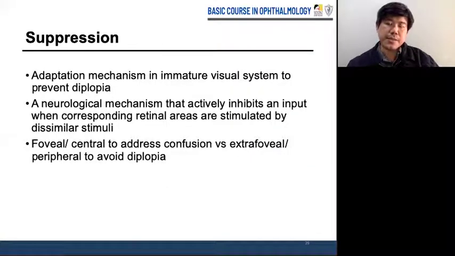So another sensory adaptation mechanism is suppression. It's a neurophysiological active inhibitory mechanism in which when corresponding retinal areas are stimulated by dissimilar stimuli, or when non-corresponding retinal areas are stimulated by similar stimuli, one or the other is temporarily inhibited or suppressed to prevent confusion or diplopia, respectively. So suppression is foveal in order to tackle confusion, while it can be extrafoveal in order to avoid diplopia.